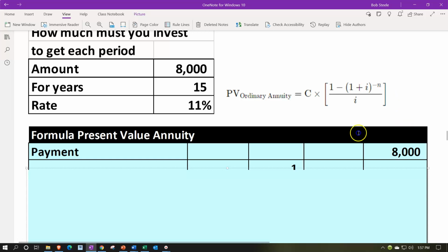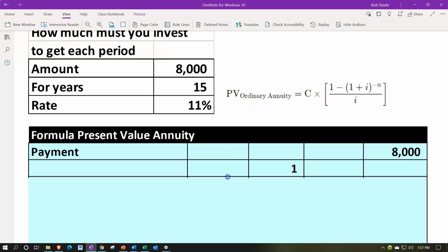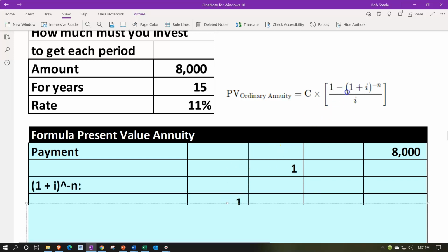So we've got the 8,000. That's going to be the amount of the payments, the amount that we're going to receive or that we want each period, which is each year. Then I'm going to look at the numerator, which is going to be 1 minus all this stuff. I'm going to start with 1 up top. Then on the inside, we're going to pull in the 1 plus r to the negative n. That's what we're going to figure here. 1 plus r to the negative n. We get the answer to that, and then we'll take 1 minus that answer.